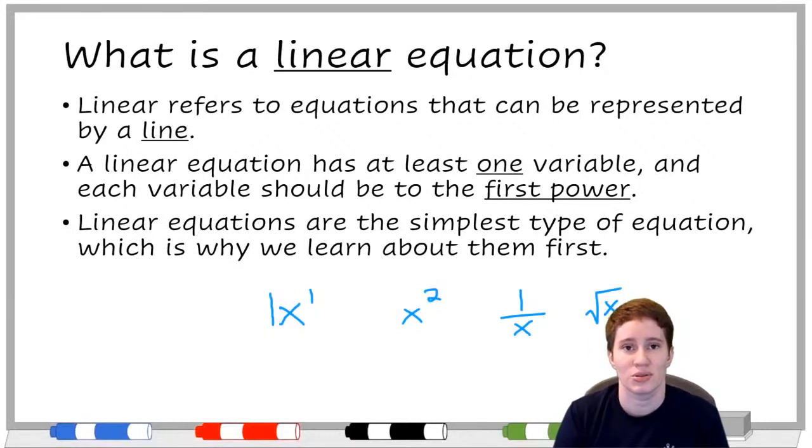And why we care so much about linear equations is they are the simplest type of equations, so we're going to learn about them first. And the rules that we apply to linear equations also are the rules that apply to all other equations. And so it's going to help us build a foundation of knowledge that then we can apply to other types of equations as well, which is really helpful.